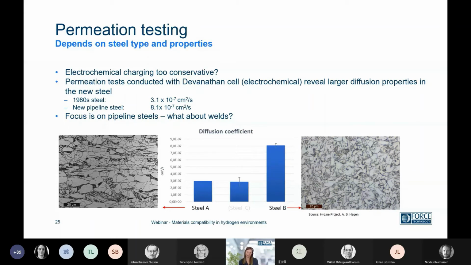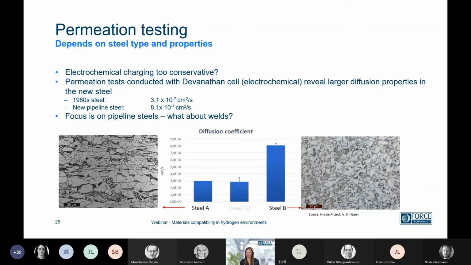And what they found was that you have a much higher diffusion in the new pipeline steel, maybe because you don't have as many traps for hydrogen. If you have a steel with many impurities, weld defects, or many places for hydrogen to hide and collect, then yes, it may stay inside the metal and cause damage. So it is, of course, a measure of that. Focus here is on pipeline steels, but we are trying to define the weak spots. So very much focus on welds is our way forward.